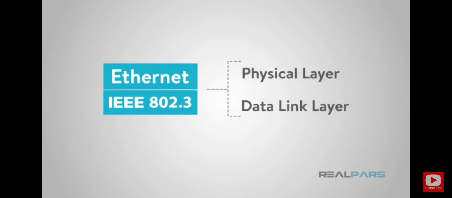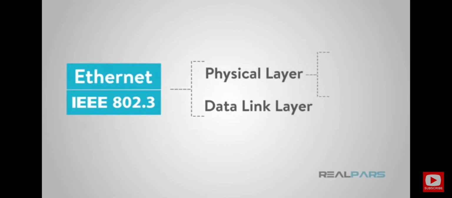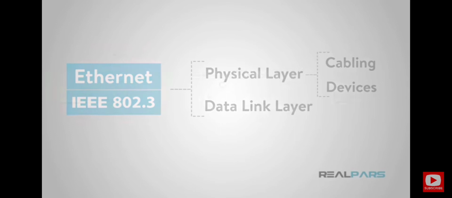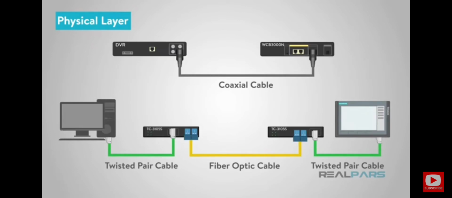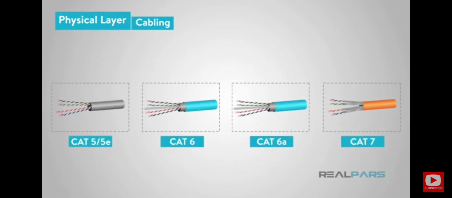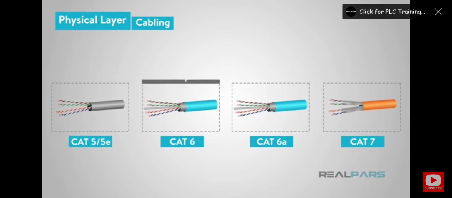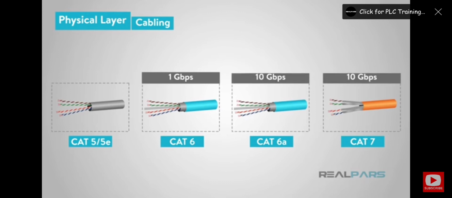The physical layer consists of the following components: cabling and devices. First, let's take a look at Ethernet cabling. As stated previously, Ethernet cables come as coaxial cable, which is not very common except in older installations, twisted pair, and fiber optic. The most common cable is twisted pair cables, with the latest being Category 6 with speeds up to 1 gigabit per second, and Cat 6A and Cat 7 with speeds up to 10 gigabits per second.